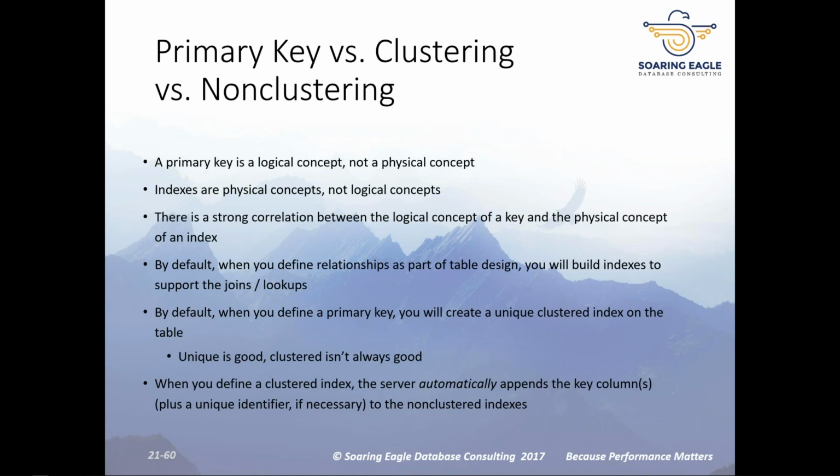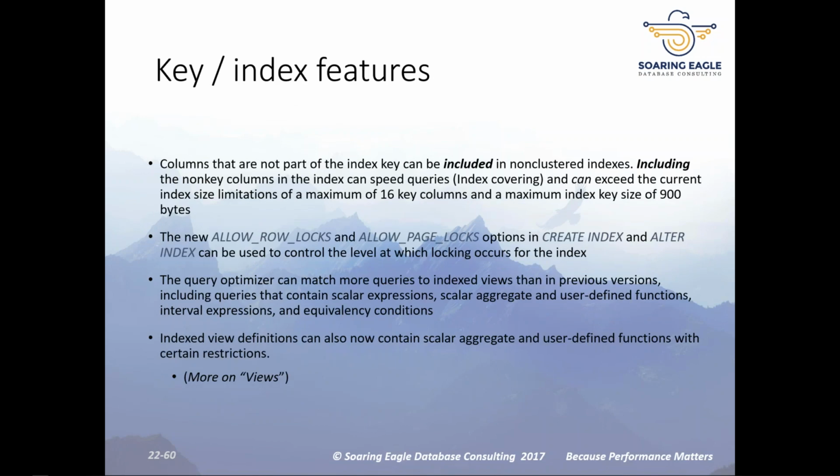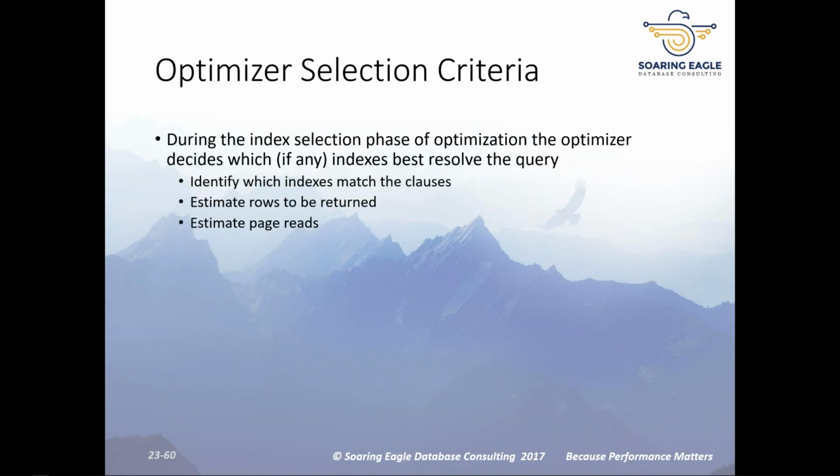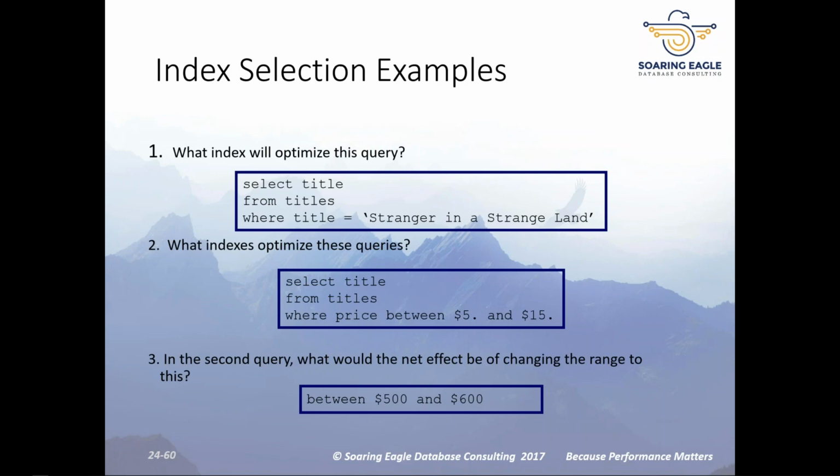Very important, and this is going to directly key to performance. Now, let's talk about what the optimizer will do. In these simple single table lookups, which is all we've done so far, let's choose indexes to optimize the query. So in the first one, select title from titles where title is equal to stranger in a strange land. If I were picking an index, I would choose an index on title. That's where I've got the where clause.